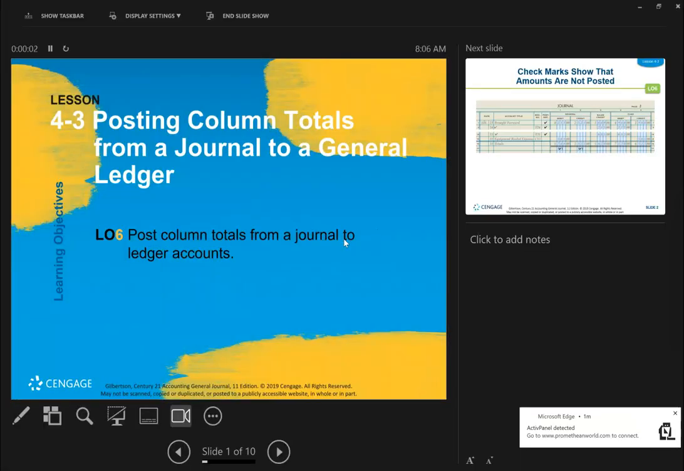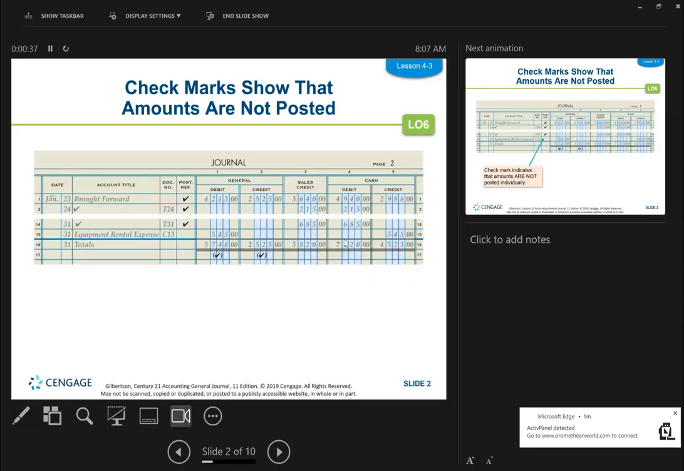So last time we looked at posting, taking things from our journal that were general credits and debits, and how to transfer those into our ledger. Today we're going to talk about posting the column totals from our journal into ledger accounts. So remember, when we get to the end of the page, or we get done with our journal, we have a column total at the bottom. We're going to talk about how that gets transferred and recorded into our ledger.